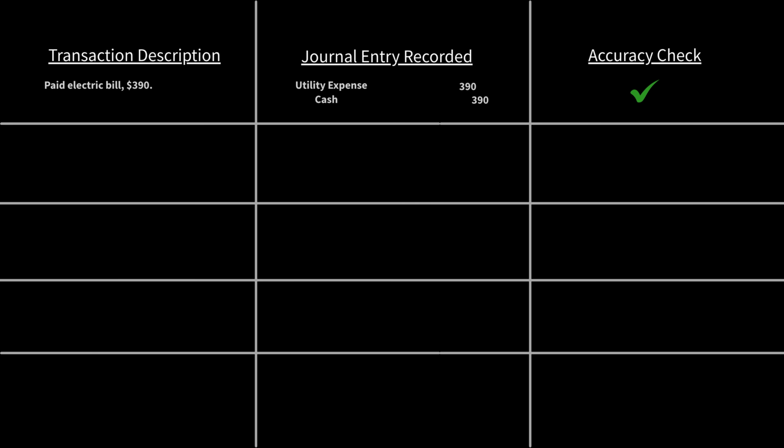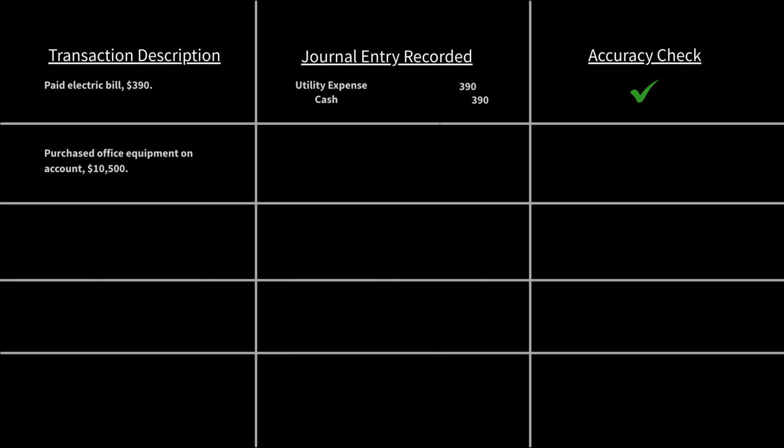And it's correct. When the business pays an electric bill or any type of bill, we would debit some type of expense account, in this case, utility expense, and credit cash.